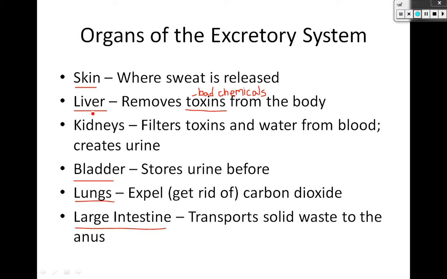All right, so these are all of the functions. You should be able to figure out what the excretory system does at this point, but if you can't, just go ahead and look it up.